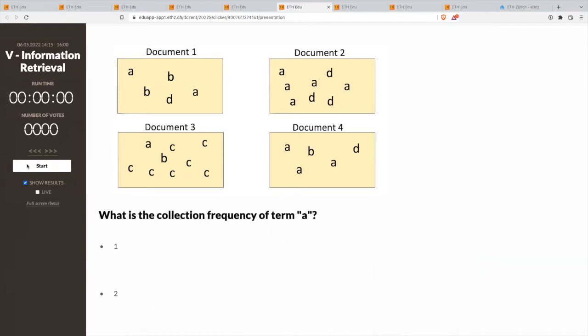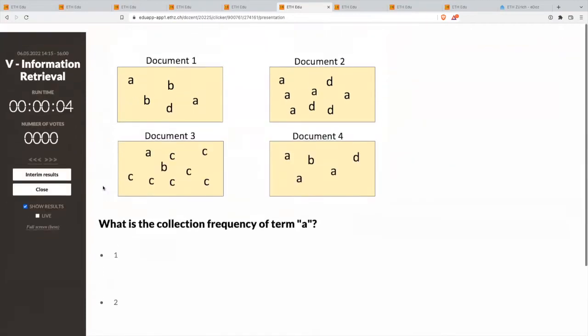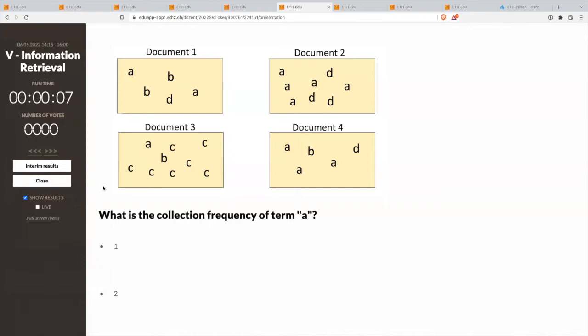Okay, here's another one. What's the collection frequency of term A? Again, I give you 30 seconds. Is it 1, 2, 4, or 11? The collection frequency of term A. Right, 5 more seconds. 3, 2, 1, and 0. So it's 11, right? Why 11? Because you just count. 1, 2, 3, 4, 5, 6, 7, 8, 9, 10, 11. That's just the total number of A's.